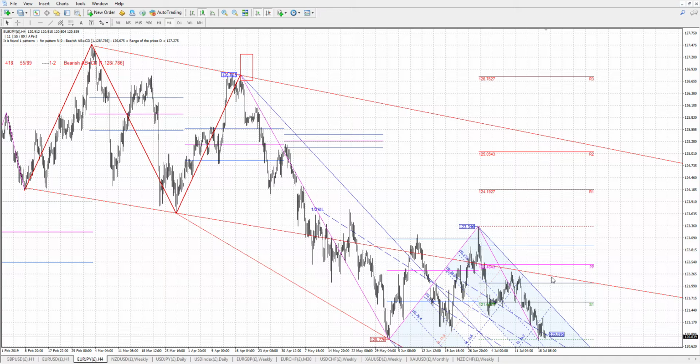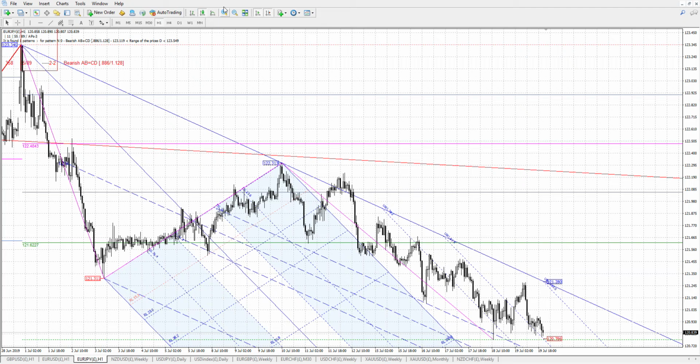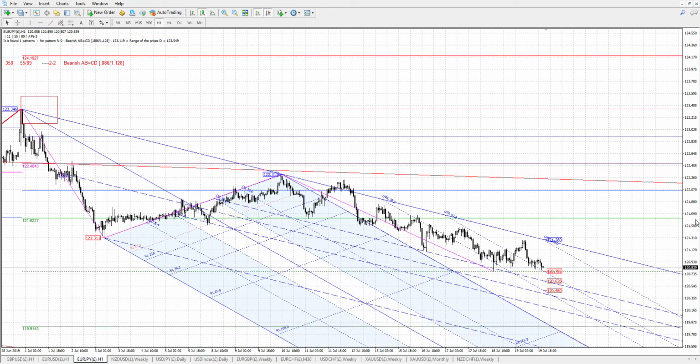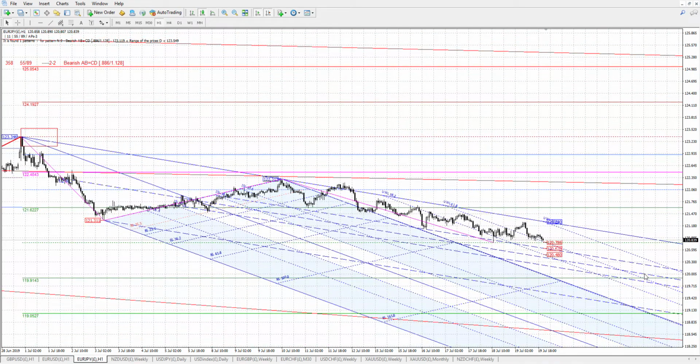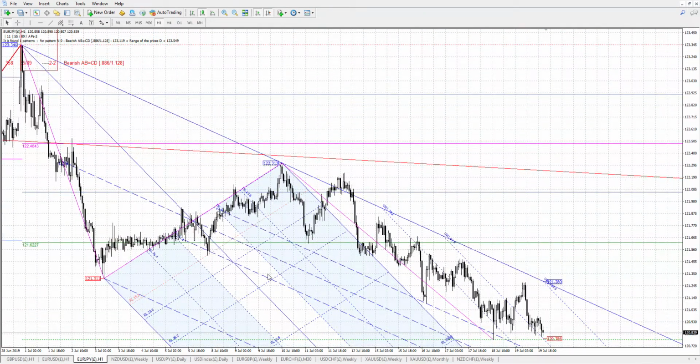Descending channel, resistance, down, descending pitchfork, bearish, H1, bearish ABCD. Underneath that diagonal, broken the pitchfork. I think it's probably going to just travel down this way for a while. And there's support 2 at 119.91. So yeah, it looks quite bearish.